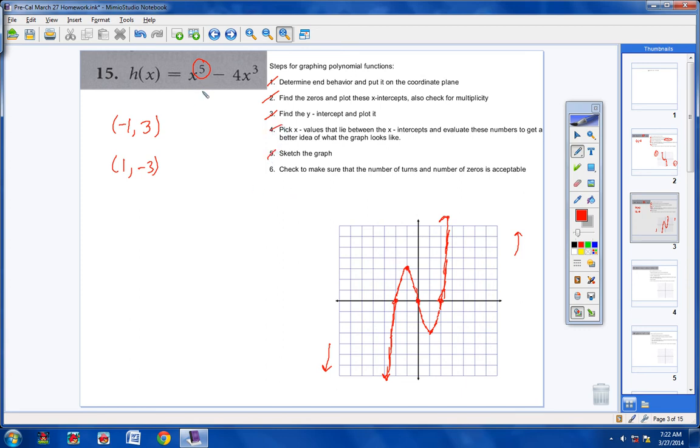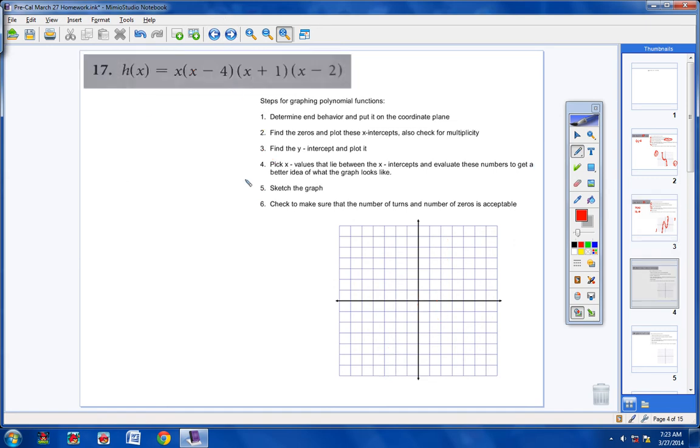The maximum number of turns is 4. It only took 2, so we're fine. Maximum number of zeros is 5. We only had 3, so that's fine. Okay? All right, let's move on to number 17. They've already factored it for us, so that's helpful.